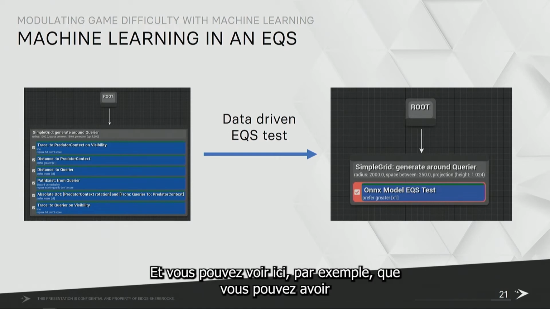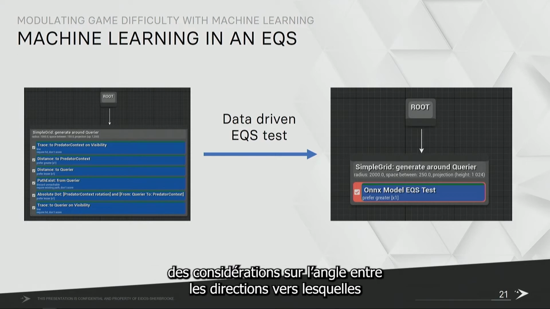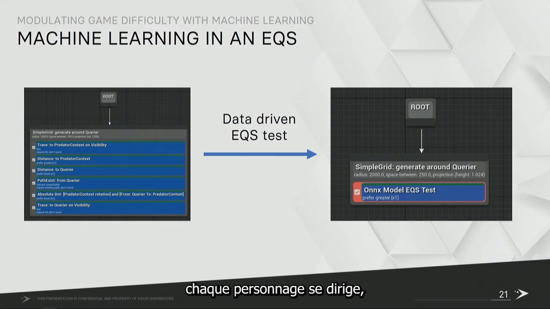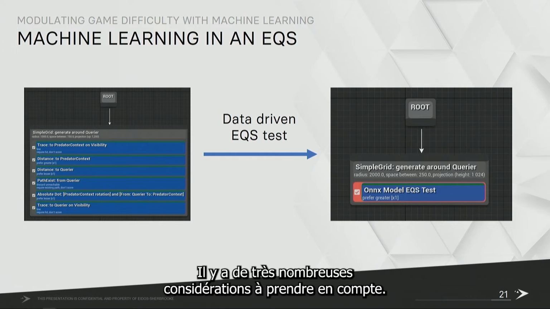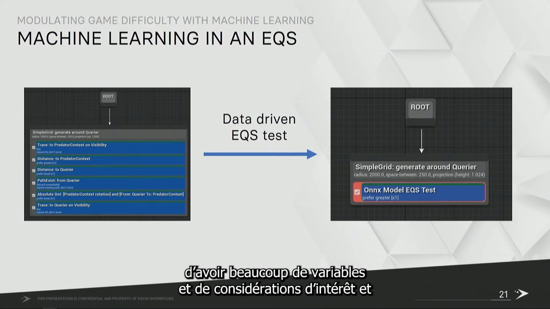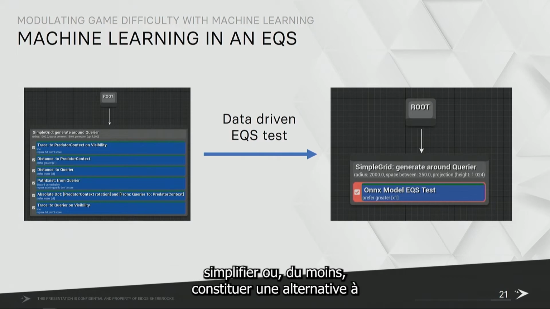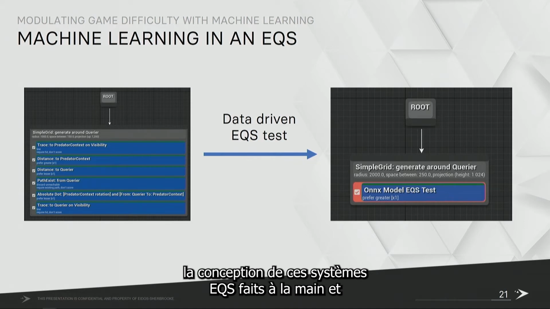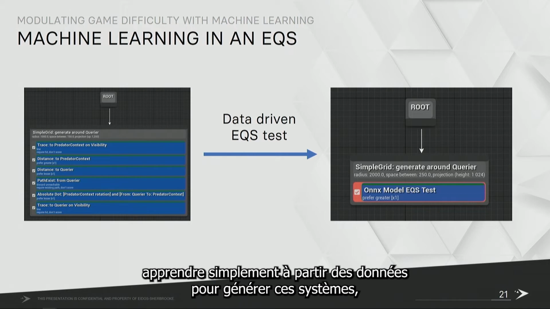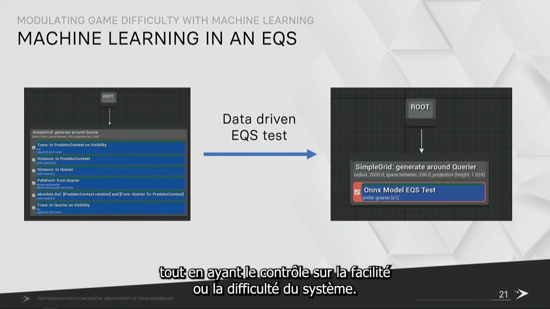And you can see here, for instance, you can have considerations on like the angle between the directions that each character is going towards, the distances, the visibilities. Like there's many considerations that you can have. And this is something that machine learning is very good at, is having many variables and considerations that are of interest and learning in a purely data-driven way how to combine them together. So we were thinking, is there room for machine learning to simplify, or at least to be an alternative to designing these handcrafted EQS systems and simply learn from the data to generate these and also have control over whether we want the system to be easier or more difficult. And I'll get into that.